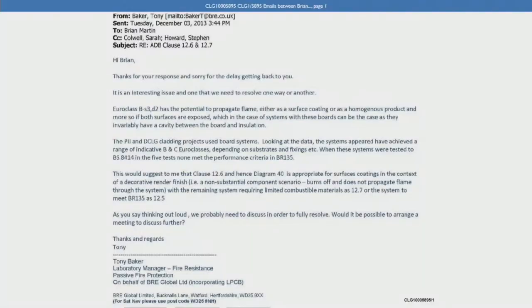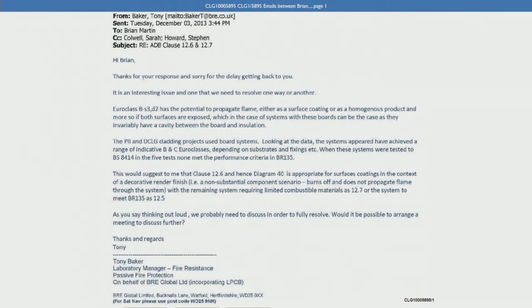And he starts by saying, hi, Brian, and I'm sorry, it's the second email down. And in the second sentence, he says, it is an interesting issue and one we need to resolve one way or another. Now, at the time, did you know that there was at least an issue that needed to be resolved by government in this respect? Not that I was aware of, no. Or between government and the BRE?